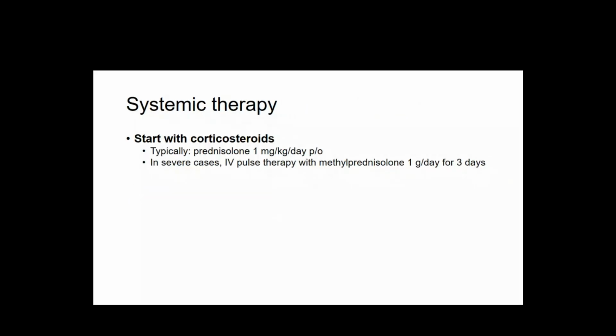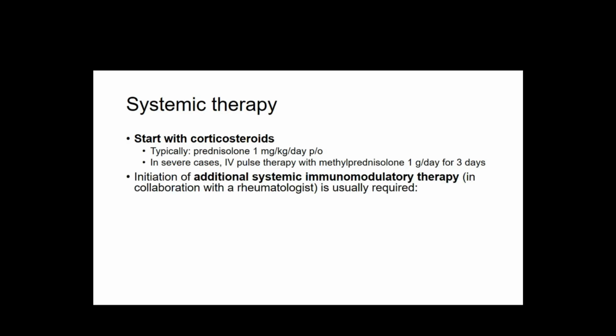So when the patient actually comes in and already has an ulcer, then in these cases, of course, we start systemic treatment first. And we start with corticosteroids. In some milder cases, we could start with oral prednisolone, 1 milligram per kilogram per day. But in most severe cases, we would also start with intravenous pulse therapy with 1 gram of prednisolone and continue this for 3 days. And then in addition, we would, of course, start with systemic immunomodulatory therapy.